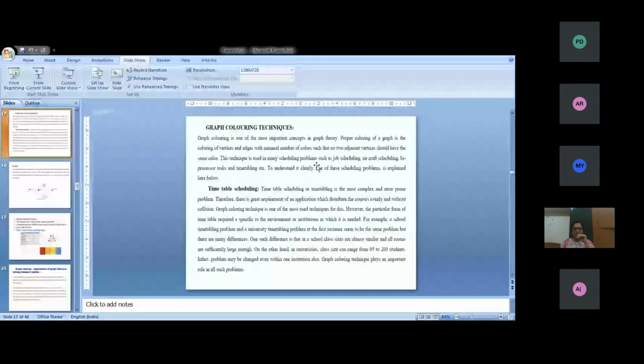Next was graph coloring techniques. A graph coloring is one of the most important concepts in graph theory. Proper coloring of a graph is the coloring of vertices and edges with a minimal number of colors. So already we have seen this.